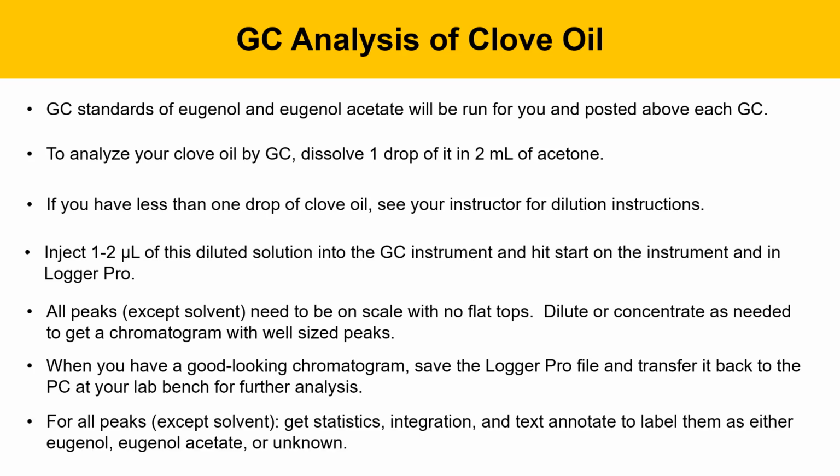And then finally, for all peaks except the solvent, you'll want to get statistic information that shows the retention times, integration information that shows the areas of the peaks, then text annotate each peak to label them as either eugenol, eugenol acetate, or unknown. And if you want to take a stab at identifying as caryophyllene one of the peaks, that'd be fine too. That's it for this pre-lab lecture video.